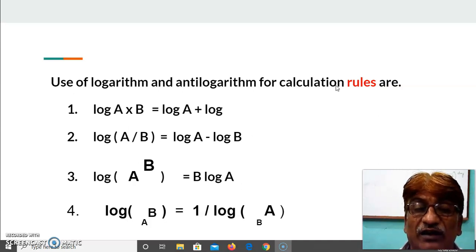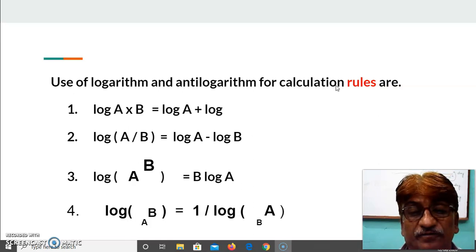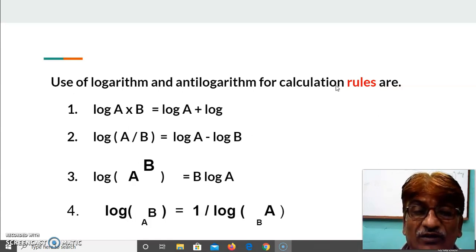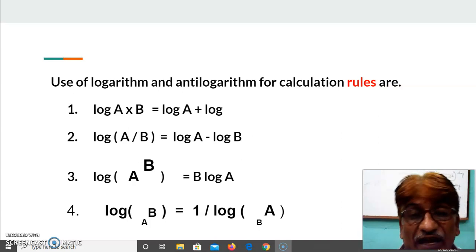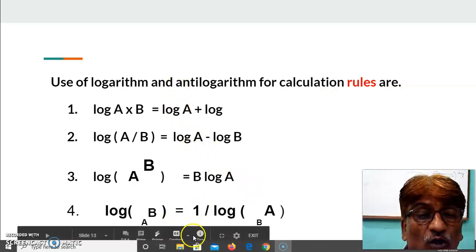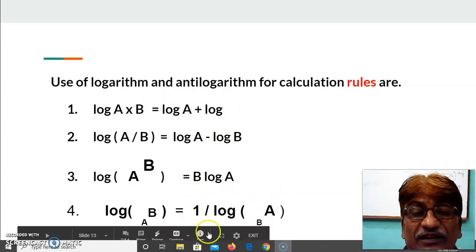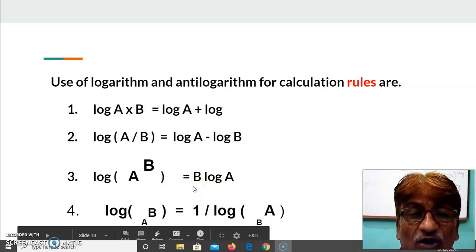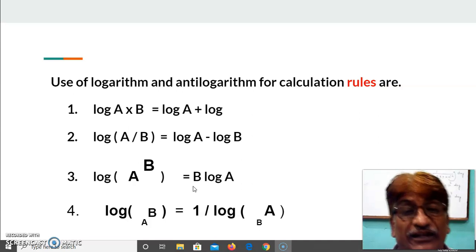So you become perfect in calculations by seeing the rules for antilog, for log, both for log and antilog. When we have these logs of addition, log of subtraction, then we can find the antilog. So your answer will be there.